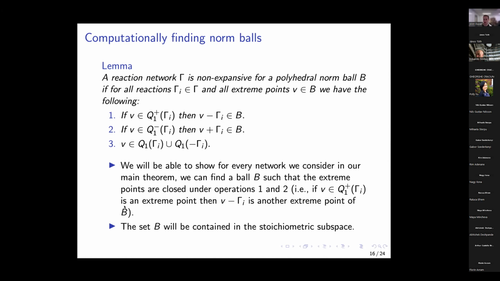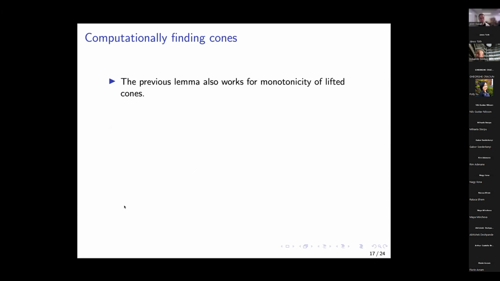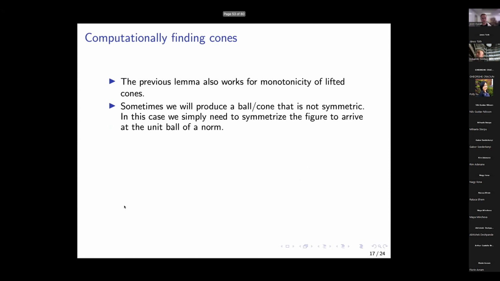One important note: one can prove that this ball B will be of the appropriate dimension. So when we grow the ball, it should have the same dimension as the stoichiometric subspace that it'll be on. And a remark on going back and forth between non-expansivity and monotonicity. This also works for finding a monotone cone. As it's closed under these operations, the lift of the ball will be monotone with respect to that.